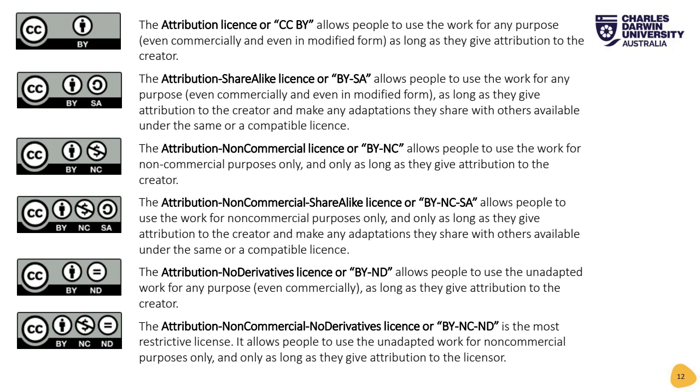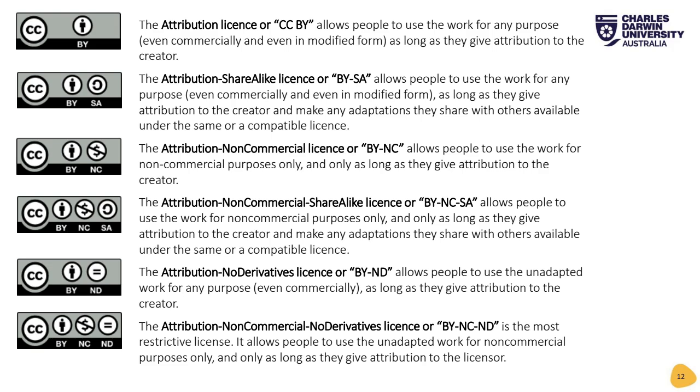The attribution share alike license, or BY SA, allows people to use the work for any purpose, even commercially and even in modified form, as long as they give attribution to the creator and make any adaptations they share with others available under the same or a compatible license. The third license, the Attribution Non-Commercial License, or BY NC, allows people to use the work for non-commercial purposes only, and only as long as they give attribution to their creator.